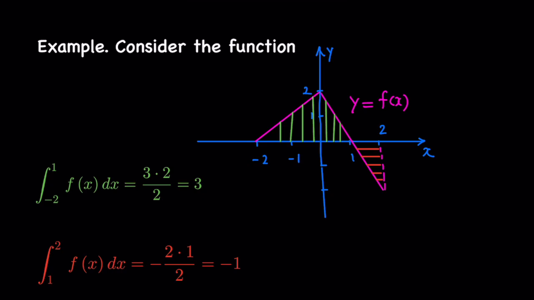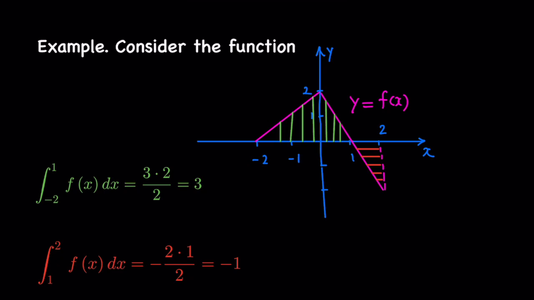Since this region lies above the x-axis, it's going to have a positive area. As you see here, I have a triangle. The length of this side is 3. The height of this triangle is 2. So the area of the green triangle is 3 times 2 divided by 2. Here I'm simply using the area formula for a triangle. That simplifies to 3, and it's a positive number because this green region lies above the x-axis. So the definite integral of this function between -2 and 1 is equal to 3.